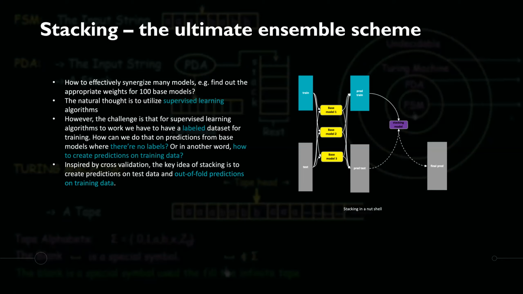This is something we'd like to spend more time on today, but just to make sure everybody understands what we're trying to do. We already trained many models, which we call base models. How can we effectively put the predictions from those base models together and make them work effectively? This is what we're trying to do with stacking.